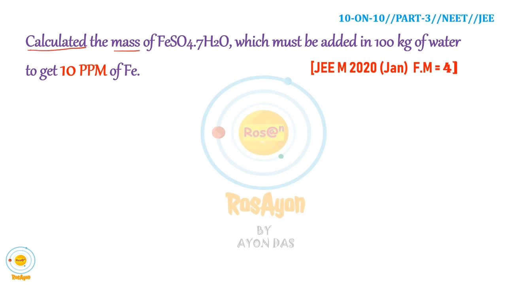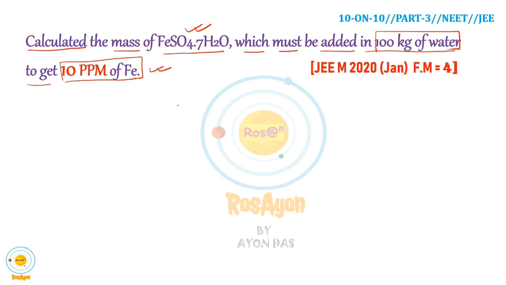Calculate the mass of ferrous sulfate which must be added in 100 kg of water to get 10 ppm of Fe. That means here the concentration is given as 10 ppm of Fe and you have to determine the mass of ferrous sulfate which is supplied in 100 kg of water to produce 10 ppm Fe. That is clear.